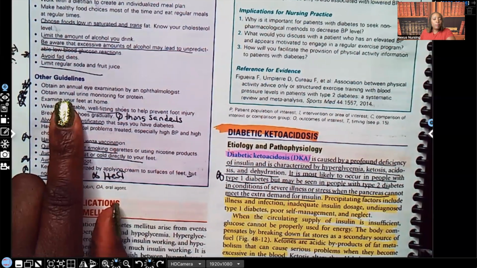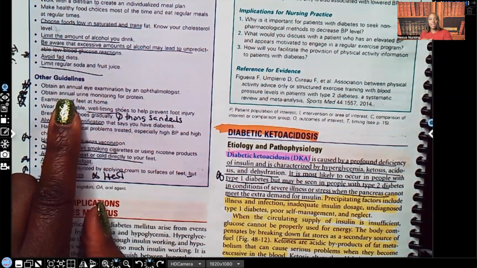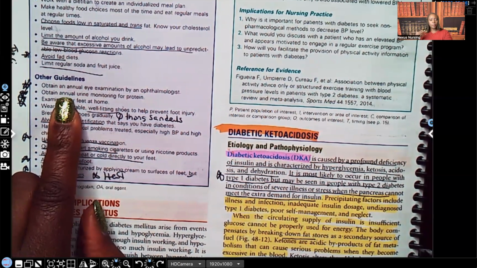Obtain annual urine monitoring for protein. Why are we doing that? Remember, your kidneys are the gatekeepers. Proteins are very large. They should not be getting past the kidneys. So, if we're seeing protein in the urine, we're going to start looking at the kidney function, because we know among the list of things that diabetes affects, the kidneys are on top of that list.